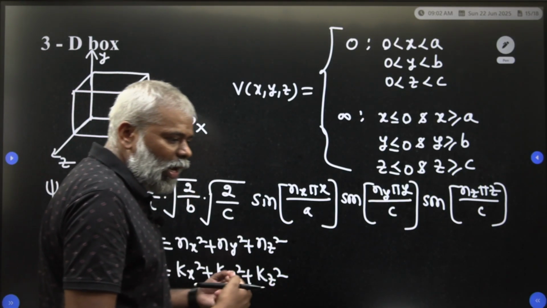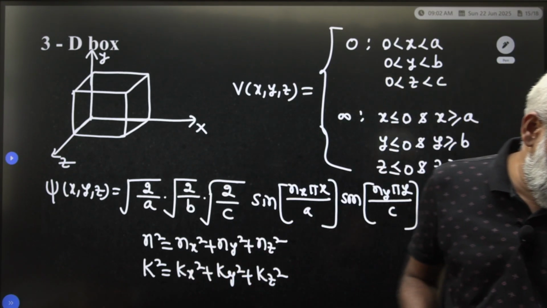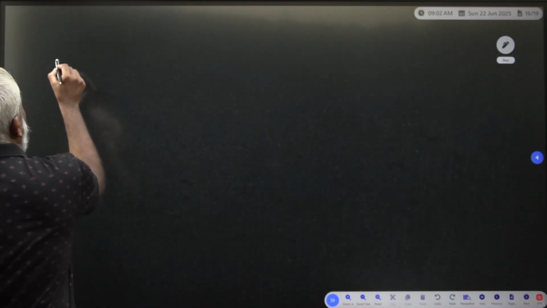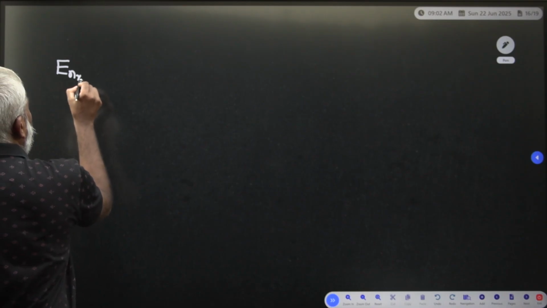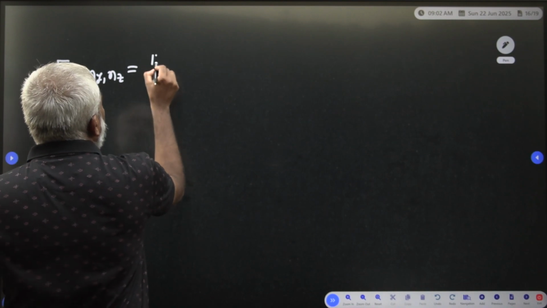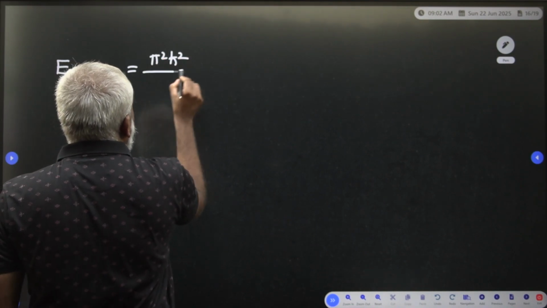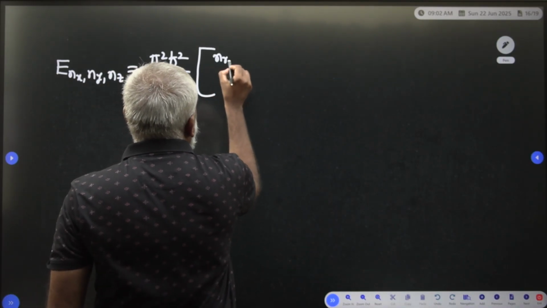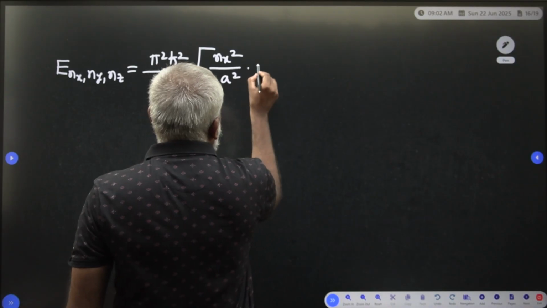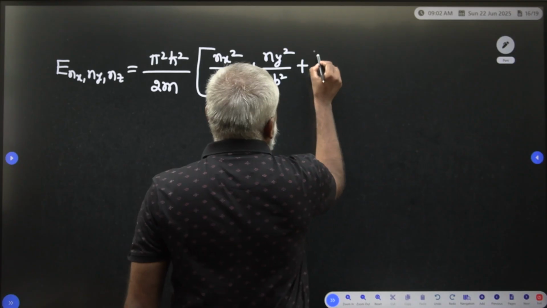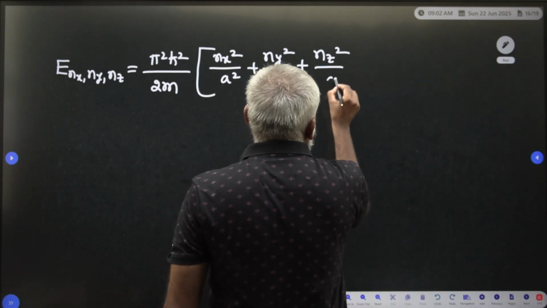Now, you need to write the energy value. How are you able to write the energy value? For the 3-dimensional box, you can take E corresponding to nx, ny, nz is equal to pi square h cut square divided by 2m into nx square by a square plus ny square divided by b square plus nz square divided by c square.